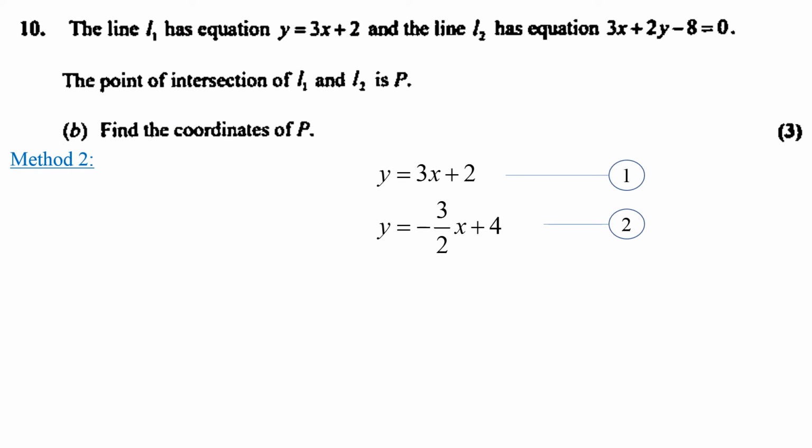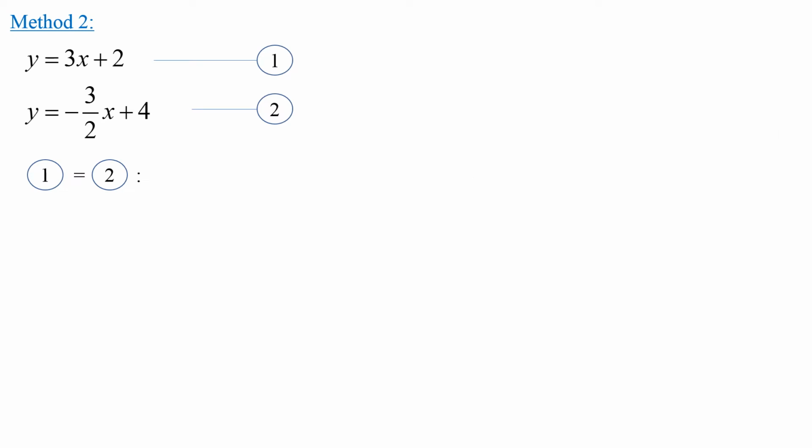Right. The second method that we might want to use is to write both equations of L1 and L2 in this form shown on the screen, where both have y being the subject on the left hand side. In this case, we can equate both equations. So instead of the previous method, if I start from this, I can equate equation 1 with equation 2. The first thing I should write would be equation 1 equals equation 2.